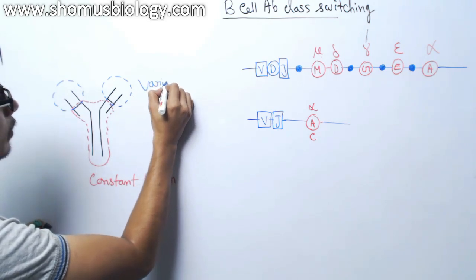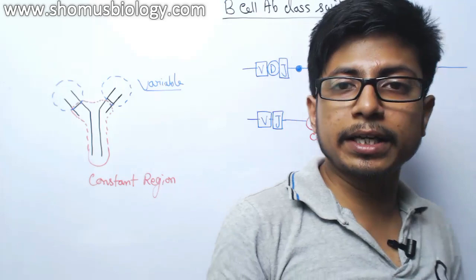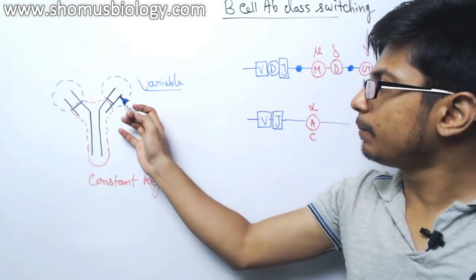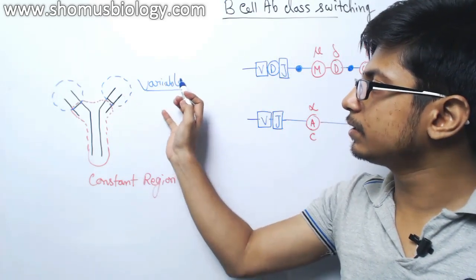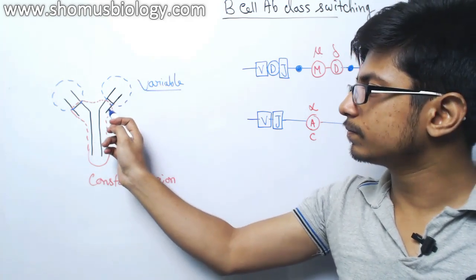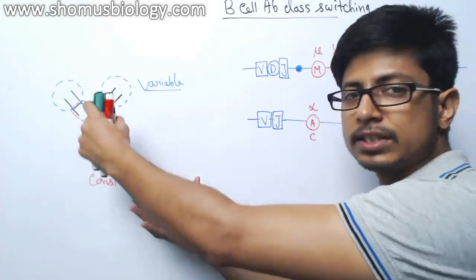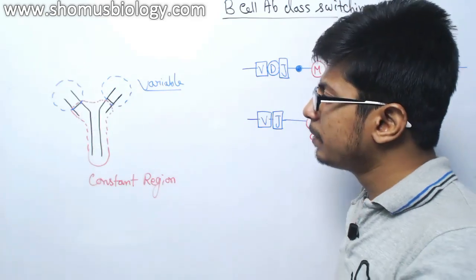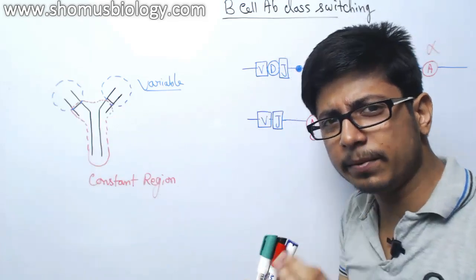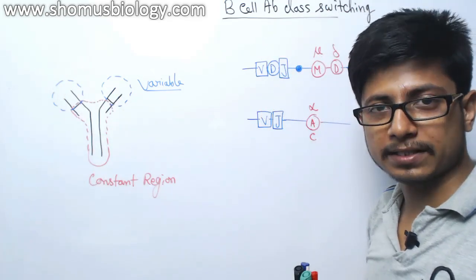This is the variable region. Now the idea of this constant and variable region is, some part of the light chain as well as the heavy chain makes the variable region. Some part of the heavy and light chain makes the constant region. Although the constant region is the maximum portion of the antibody, there's this tiny region called the variable region. This is where the variation takes place.